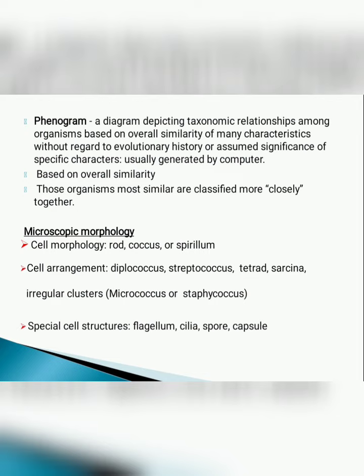Microscopic morphology: cell morphology, rod, coccus or spirillum. So microscopic morphology includes cell morphology, that is rod, coccus or spirillum. Cell arrangement, that is whether it is diplococcus, streptococcus, tetrad, irregular clusters, etc. And special cell structures include flagellum, cilia, spore, capsule. We discussed earlier about flagellum and that is associated with motility. Likewise, this is a microscopic morphology associated with phenetic characters.